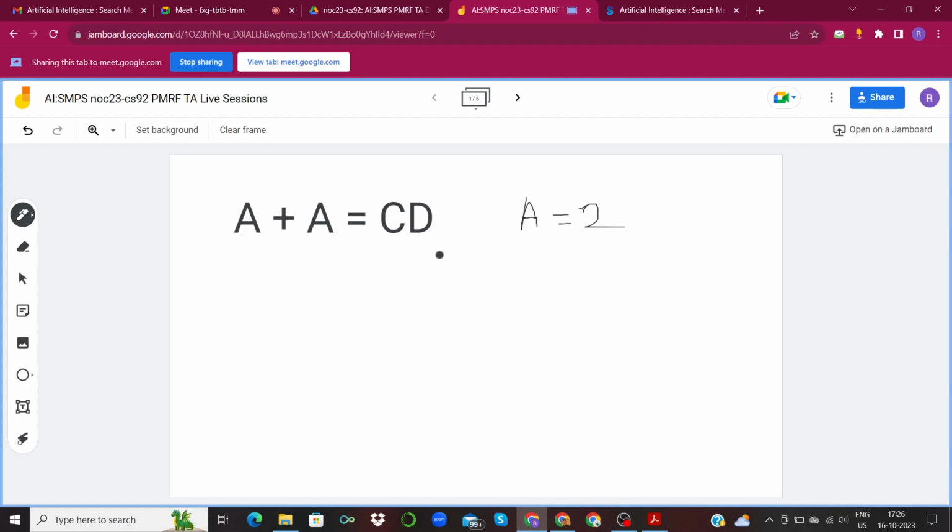Then A plus A, which is 2 plus 2, would be equal to 4. But as we know, this equation requires the number on the right hand side to be a 2-digit number. So definitely A equals 2 is not an appropriate assignment, right? So we have to think of some other assignment to A. What do you think could be a proper assignment to A that would make this equation true?